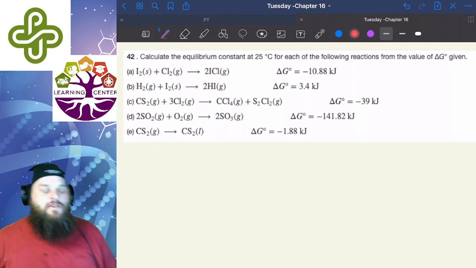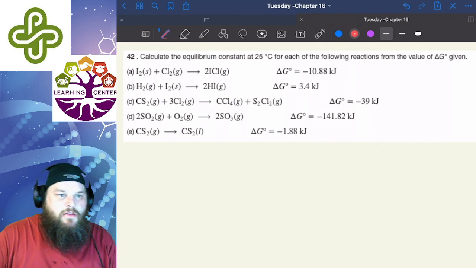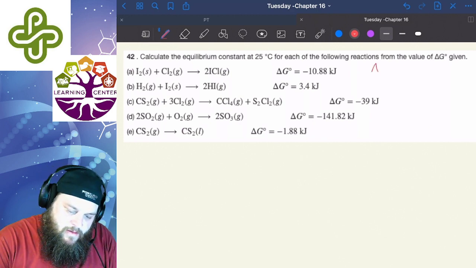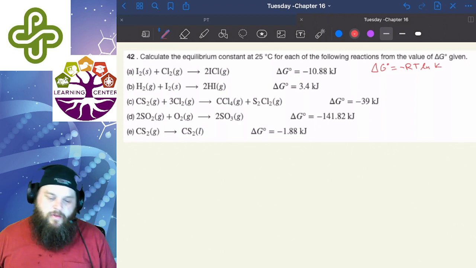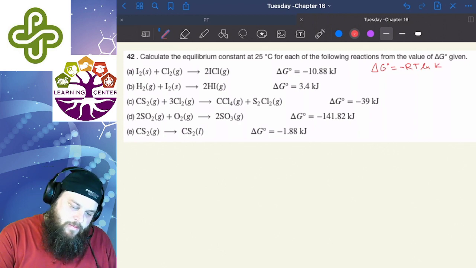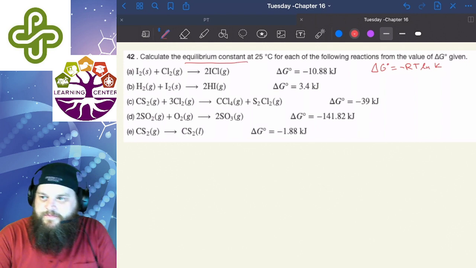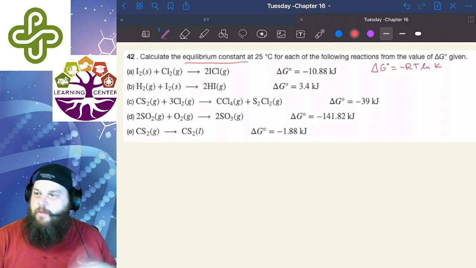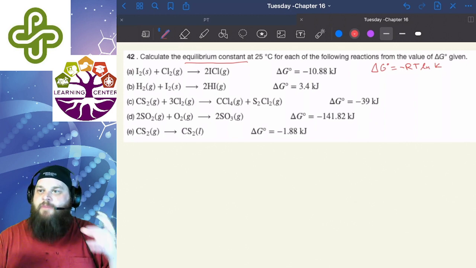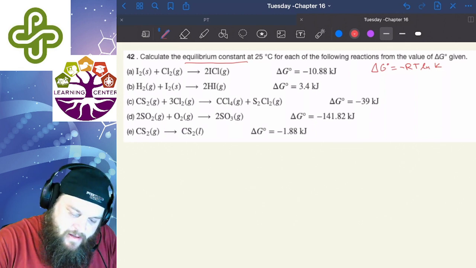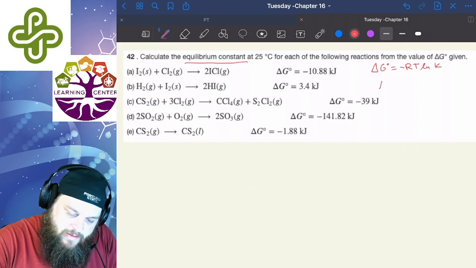And that same equation that we used last time can be rearranged. So if I have delta G is equal to negative RT natural log of K, and I want to solve for K, which is ultimately what we want to do here, I want to find that equilibrium constant. We need to move everything but the natural log of K onto one side of the equation, and then make everything an exponent to E. So I'm going to divide both sides by negative RT, which gives me delta G divided by negative RT is equal to the natural log of K.